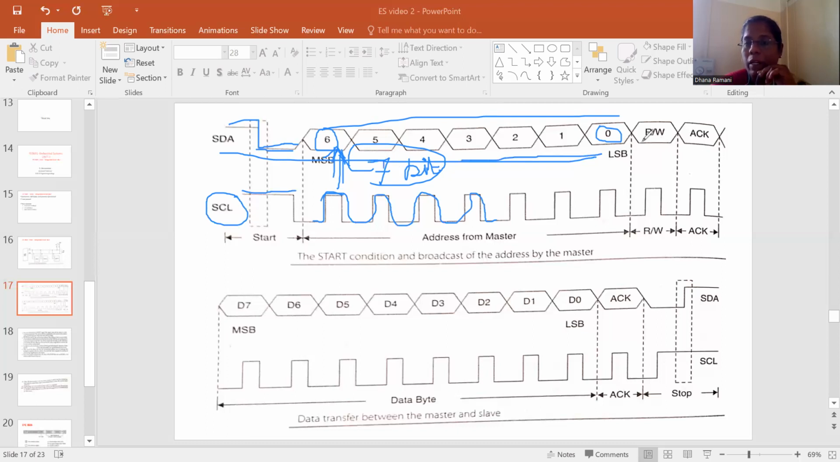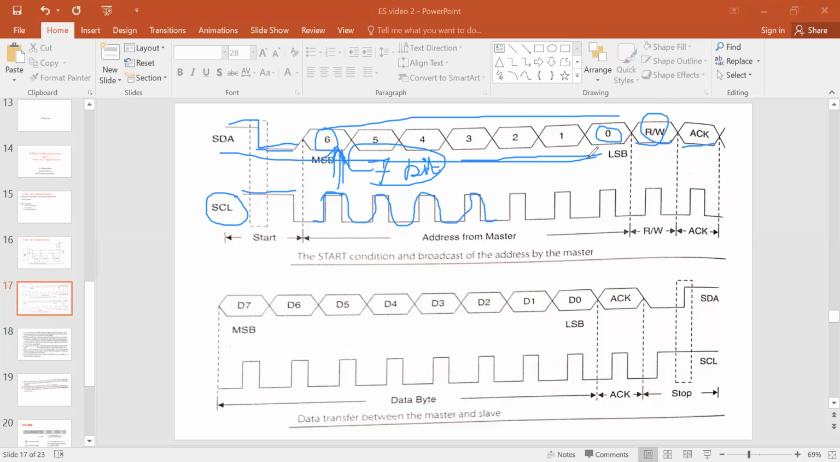Then after the 7-bit address, next will be our R bar W, which means read or write, based on the direction of data flow, whether the master is going to read from the slave or write to the slave. Based on that, the read or write communication will take place. It will indicate whether it is going to read the data or write the data. Then comes your acknowledge.